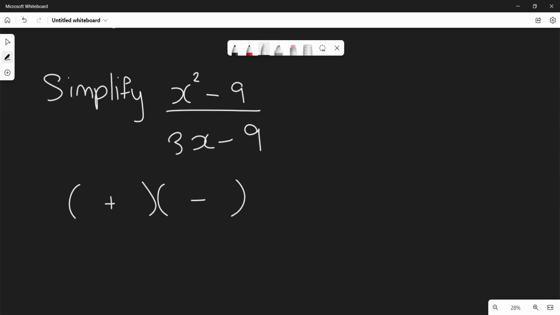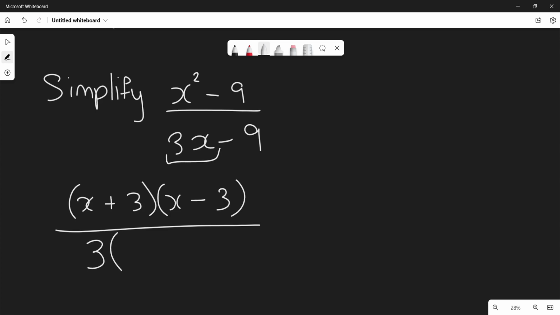So the square root of x squared is just x. The square root of 9 is 3. And you do the same for the other bracket. Now we are going to factorize the denominator using the method of common factors. The common factor between 3x and 9 is 3, so we have to take that out. And then every term must be divided by the common factor. So 3x divided by 3 is just x, and negative 9 divided by 3 is negative 3.